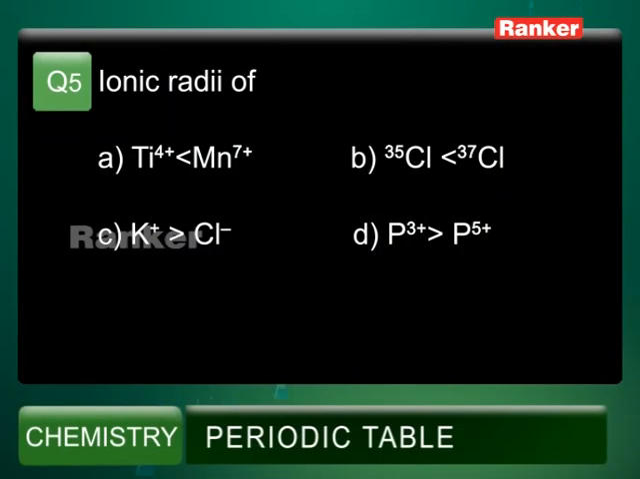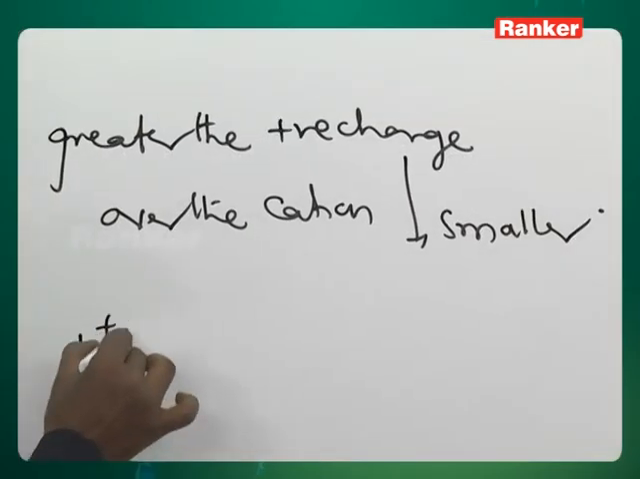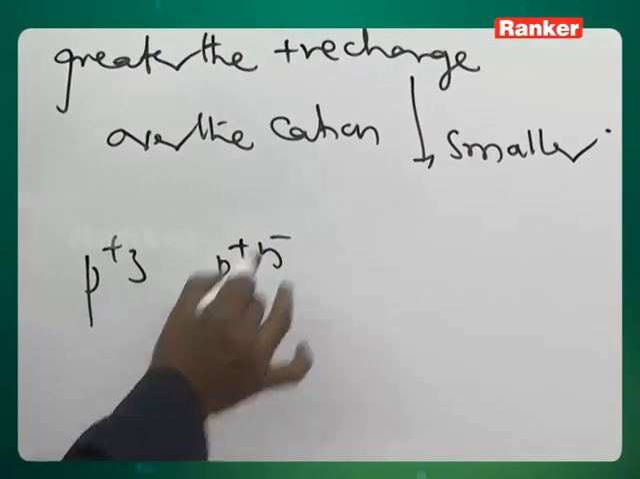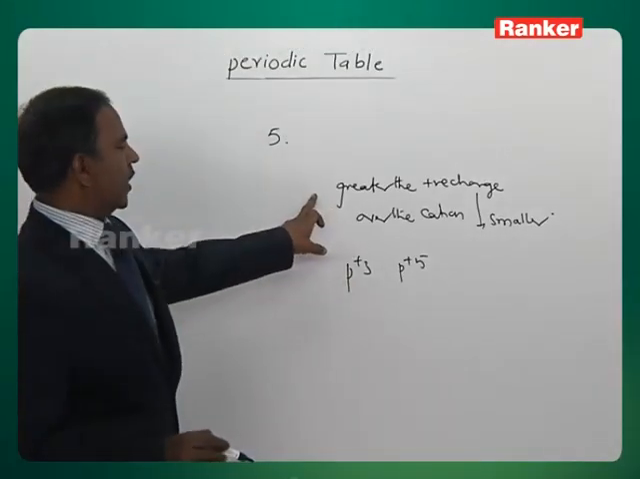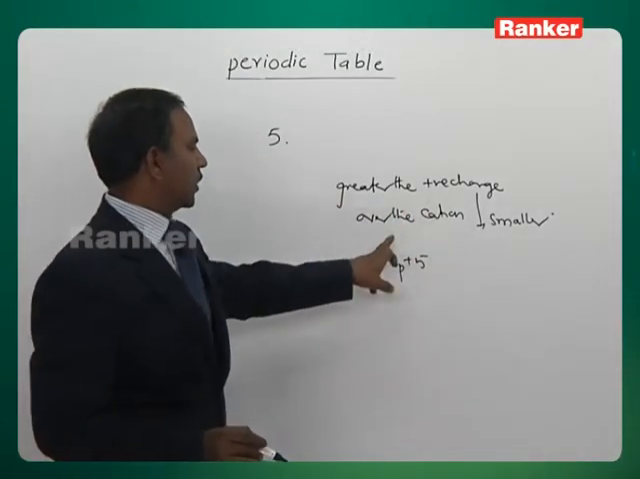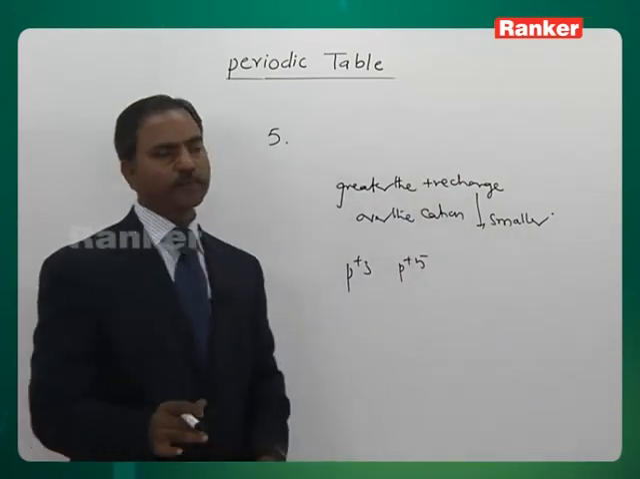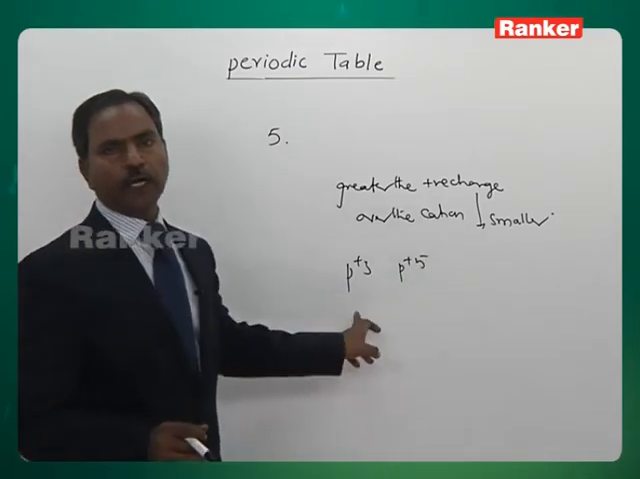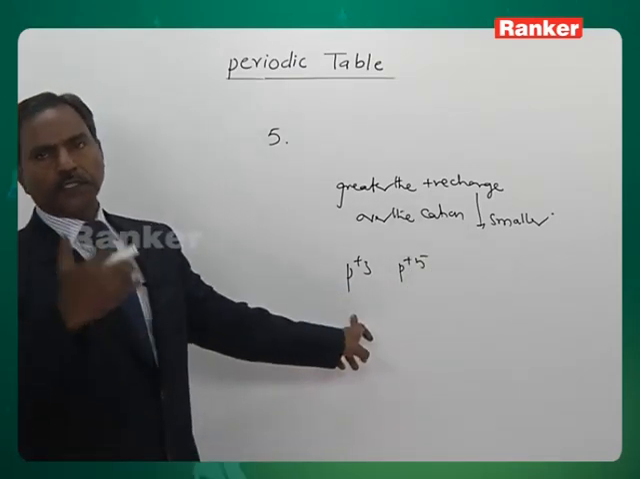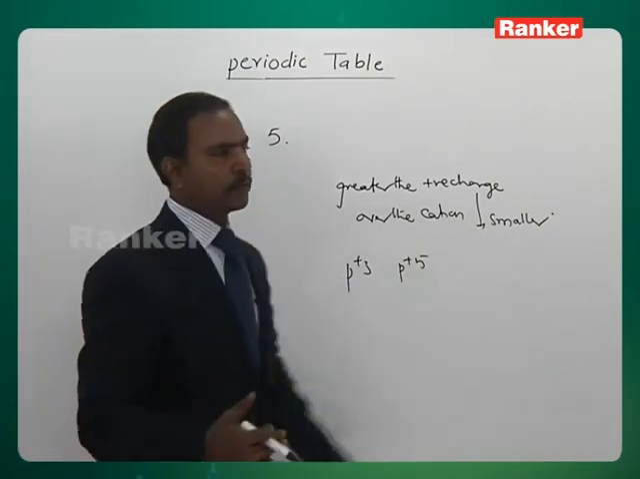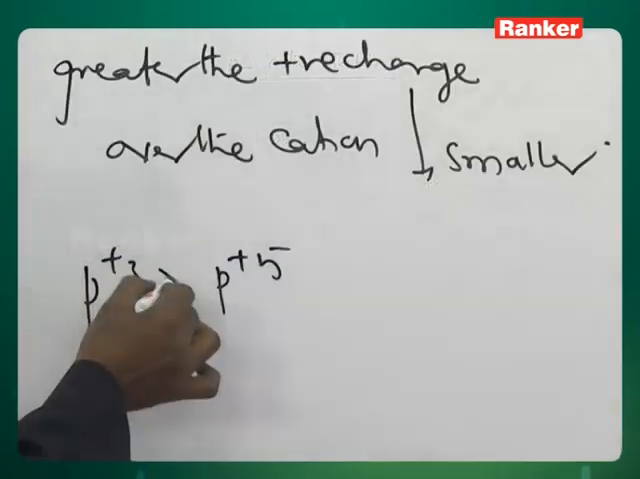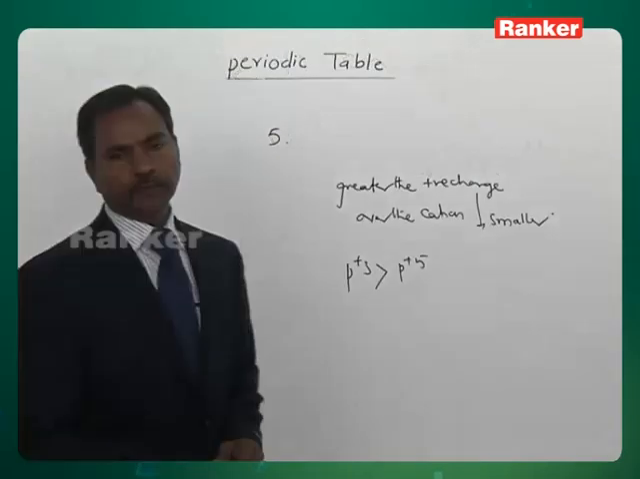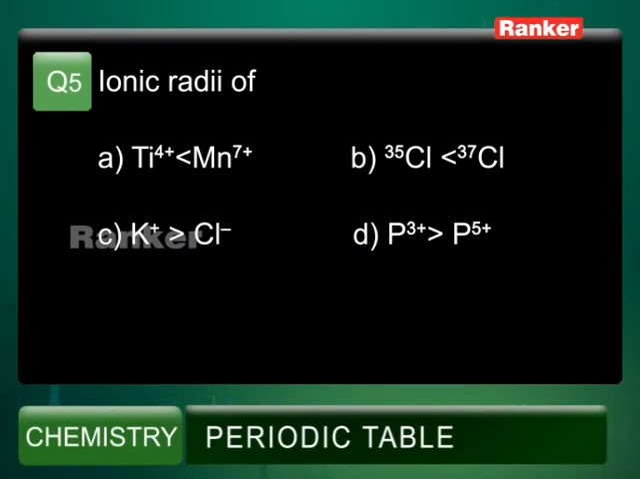Coming to D, phosphorus plus 3 is given and phosphorus plus 5. According to this concept, look here, the greater the positive charge over the cation, the smaller is the size. Here, phosphorus plus 3, phosphorus plus 5. Definitely phosphorus plus 3 is carrying less positive charge than phosphorus plus 5. Therefore, phosphorus plus 3 is bigger than phosphorus plus 5. Therefore, question number 5, answer is D.